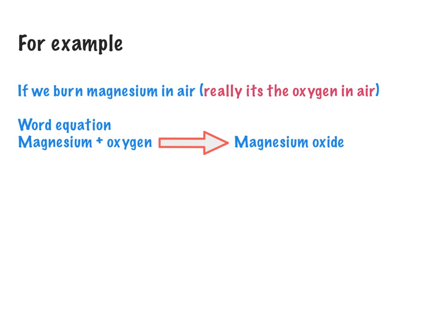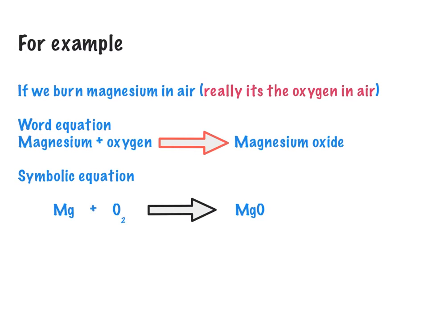So let's look at an example. If we get some magnesium and burn it in air, and as I've said here, it's really burning it in oxygen. It would get so confusing if we had to include all the gases in air into what's going on. So what we think is happening is the magnesium combines with the oxygen to make a compound called magnesium oxide. That's our word equation. We've got no idea how many of each atoms are there, so that's why we go to symbols. So what we do is, in a symbolic equation, we put in what we know.